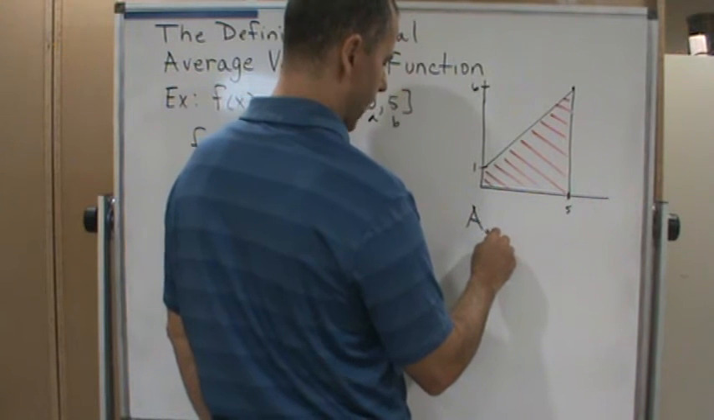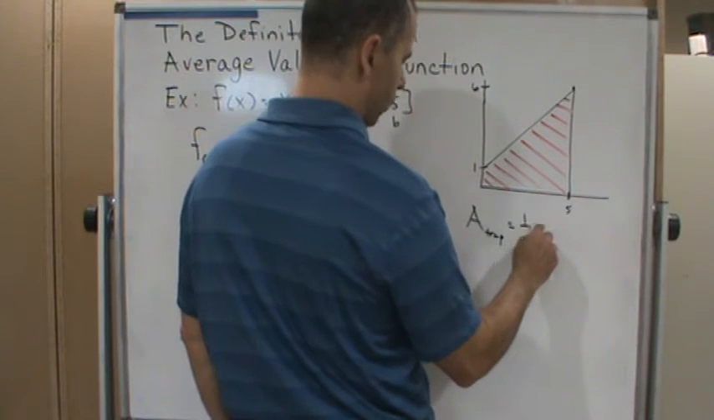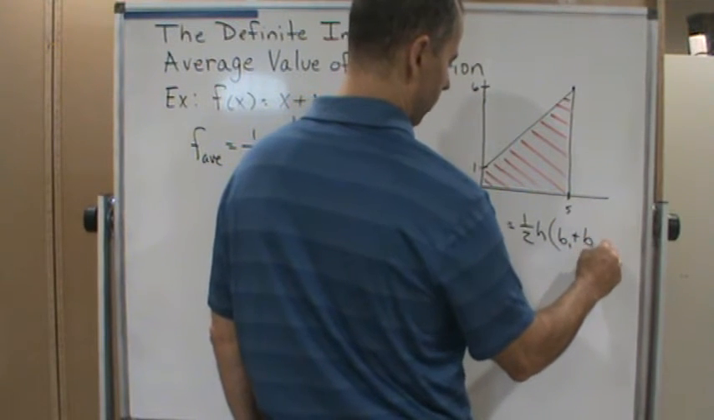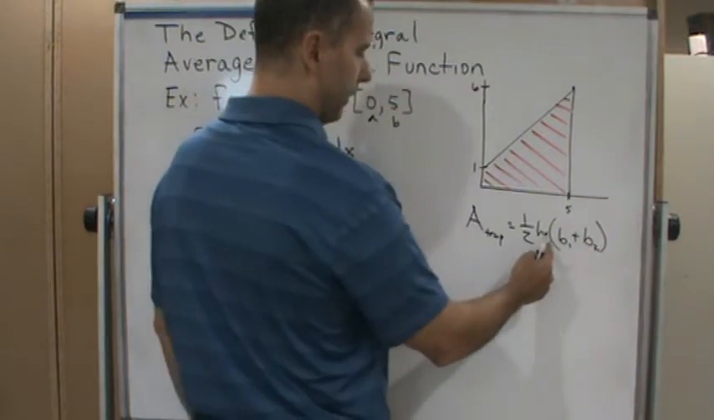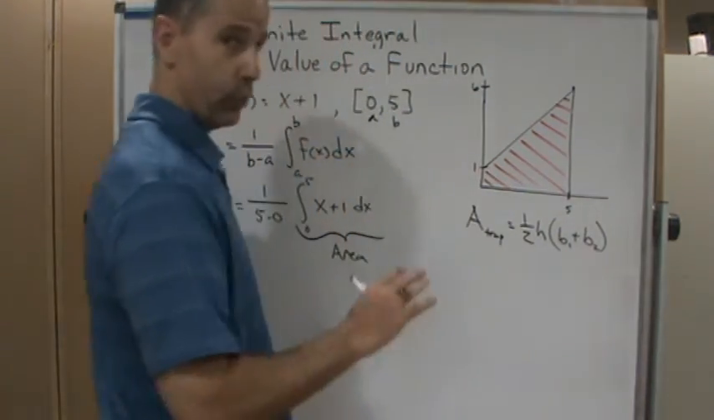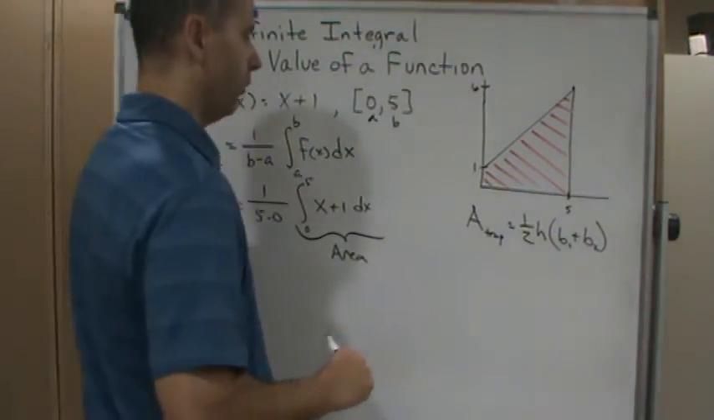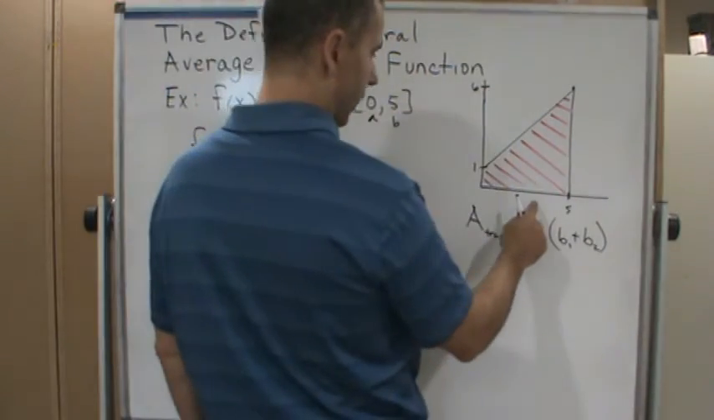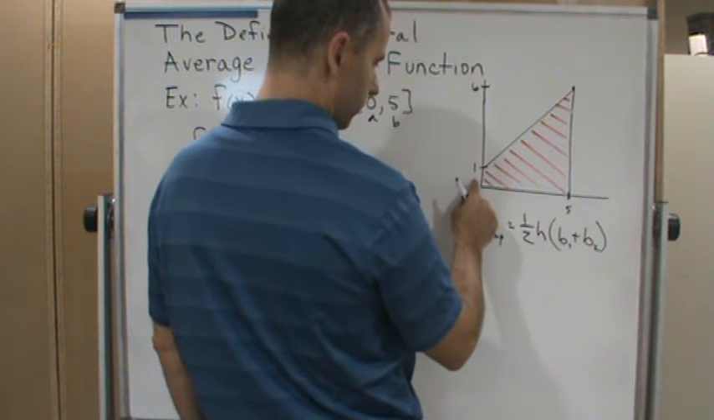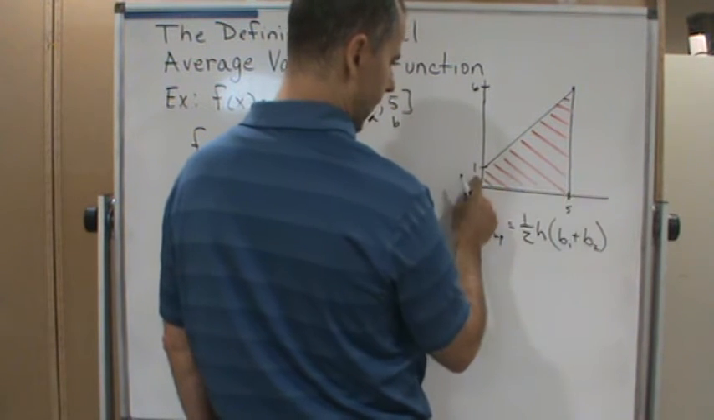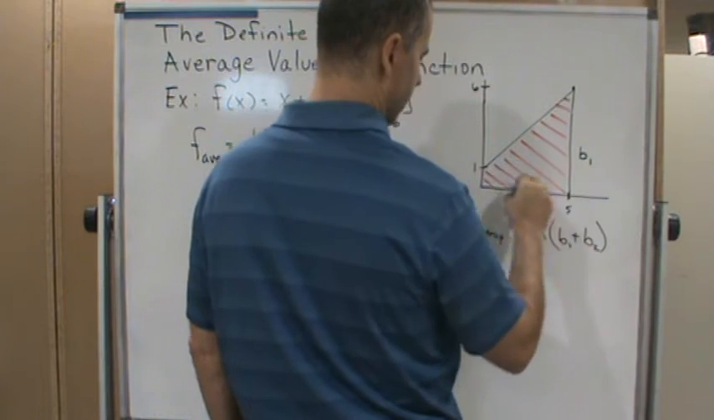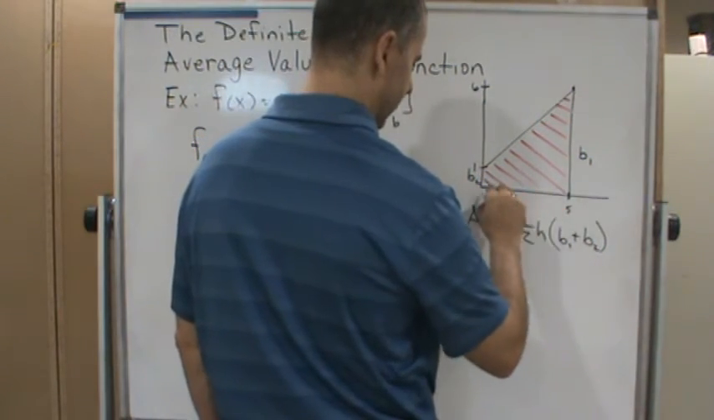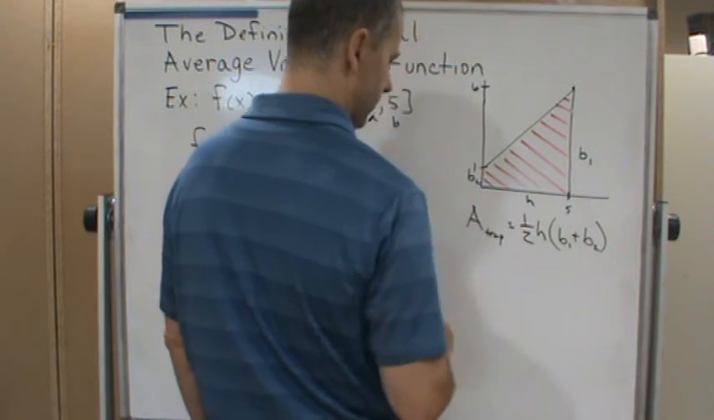Okay, so now what's the area of a trapezoid? Well, the area of a trapezoid is equal to 1/2 times the height times the sum of the bases, or the height times the average of the bases, however you want to remember it. Now, this is a trapezoid that's on its side. So here are the two parallel sides, let's say base 1 and base 2. And then the height is this here.